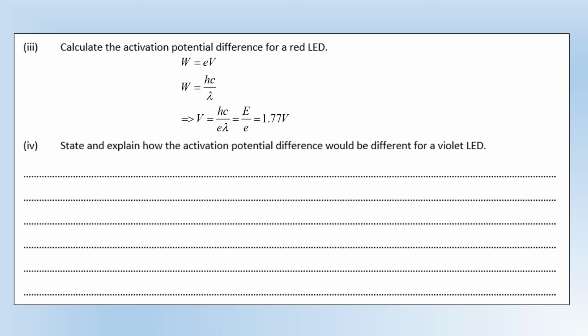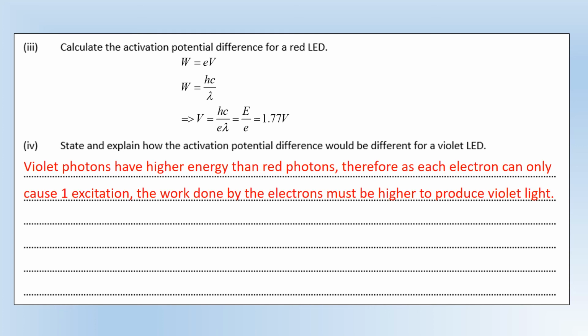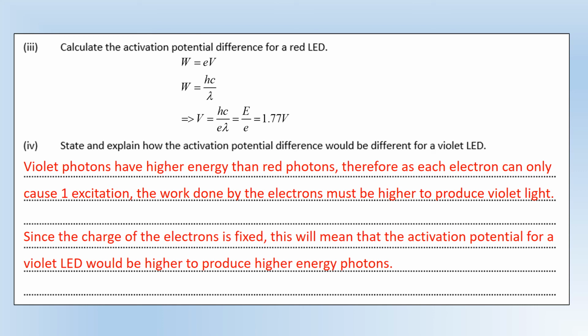So if we compare that to the activation potential difference for a violet LED, violet photons have a higher energy than red photons because they have a shorter wavelength. Each electron that passes through the LED can only cause one excitation, so the work done by each electron must be higher to produce violet light. The work done by each electron is the charge of an electron times the potential difference, but the charge is still the same because they're still electrons. So that means the activation potential for a violet LED would be slightly higher to produce higher energy photons.